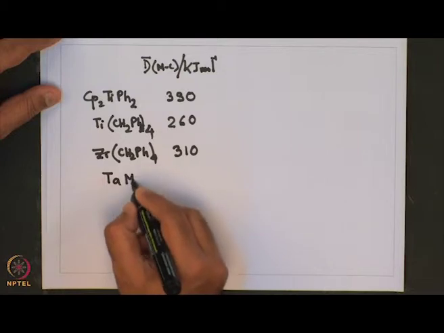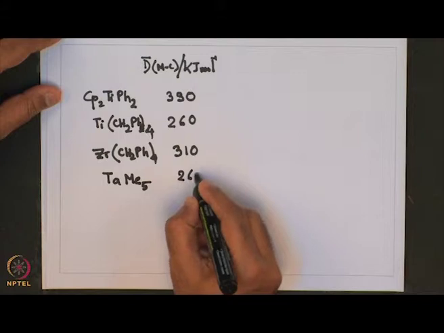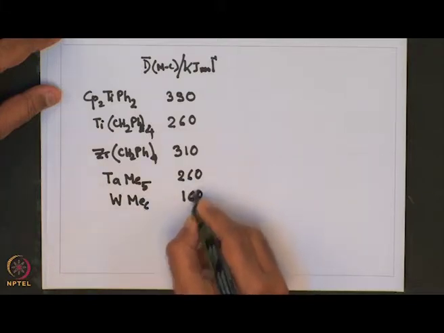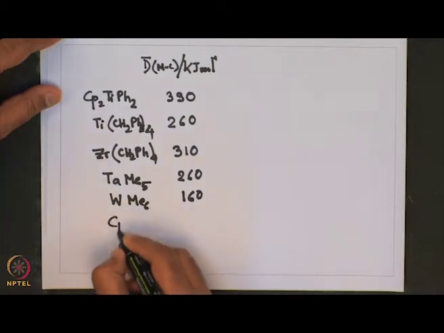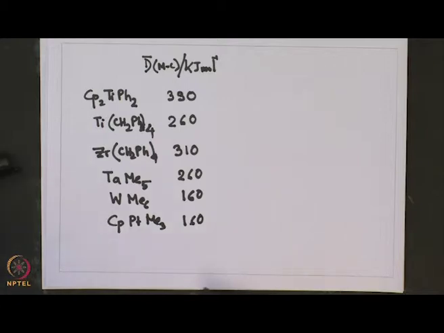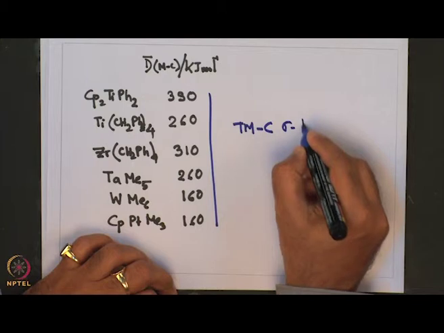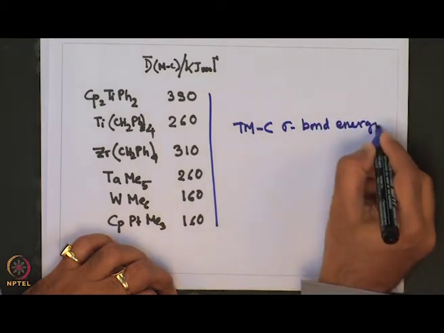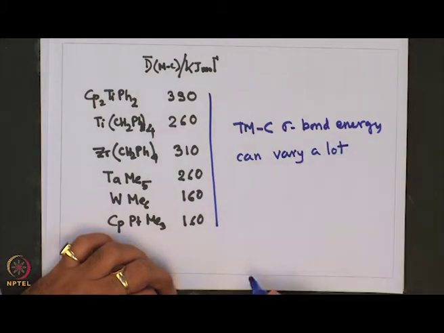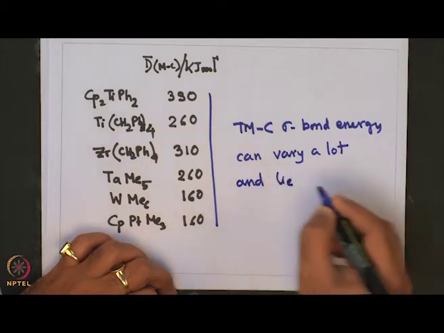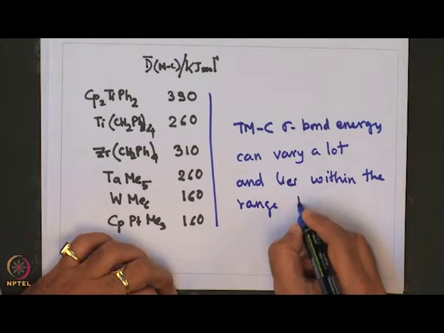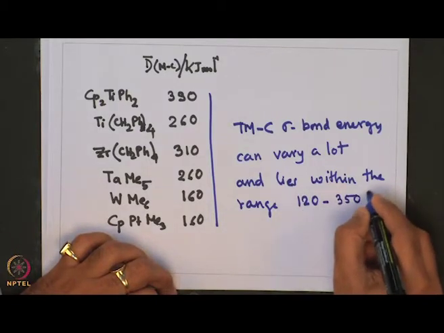Tantalum pentamethyl, 260 kilojoules per mole. Tungsten hexamethyl, 160 kilojoules per mole, and let us say Cp platinum methyl, about 160 kilojoules per mole. So, what it implies is that transition metal carbon sigma bond energy can vary a lot and lie within the range of (120), which is a weak bond, to about 350 kilojoules per mole.